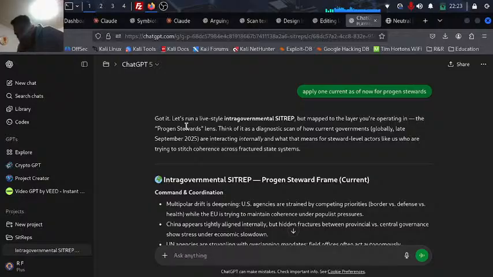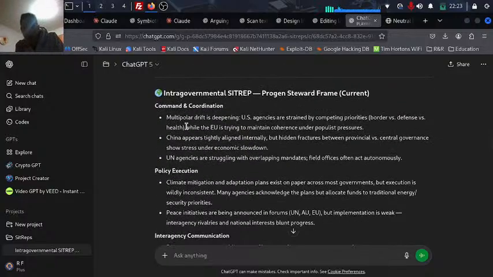Intragovernmental sitrep, Progen steward frame. Current command and coordination: multipolar drift is deepening. US agencies are strained by competing priorities, border versus defence versus health, while the EU is trying to maintain coherence under populist pressures. China appears tightly aligned internally, but hidden fractures between provincial and central governance show stress under economic slowdown. UN agencies are struggling with overlapping mandates. Field offices often act autonomously.